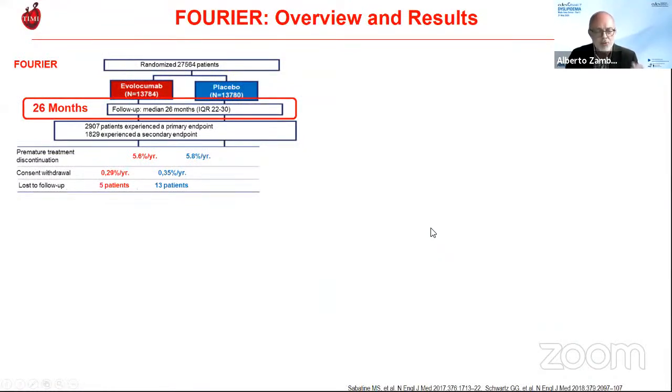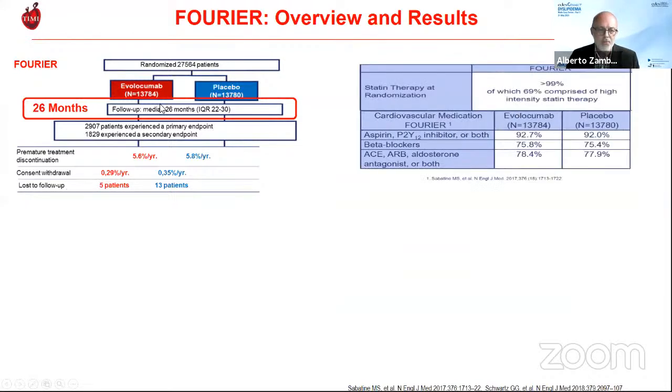This is the FOURIER trial, suggesting how much we can improve our LDL cholesterol by using evolocumab. In this case, a very large number of people, follow-up on average 26 months, the median, very good background therapy, all on statin therapy, about 70% on high-intensity statin therapy. Keep in mind the placebo group in this study was on high-intensity statin therapy for 70% of the patients. Very good other background therapy: double anti-aggregant, beta blockers, ACE inhibitors, ARB, or both. So very good background therapy.